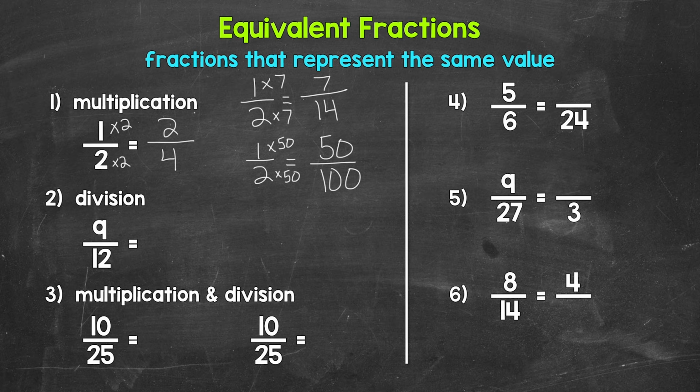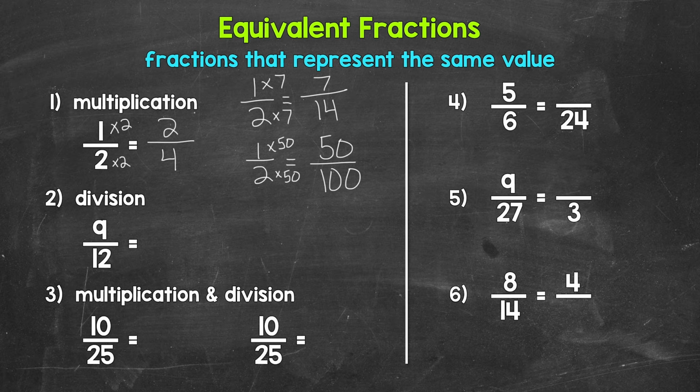Our fraction is 9/12. Now for division, we don't have as many options as we do when we use multiplication. And for some fractions, division isn't an option at all. This is because we need to have a common factor between the numerator and denominator, a number that we can divide by without getting a remainder. So we need to find a number that we can divide both our numerator and denominator by other than 1.